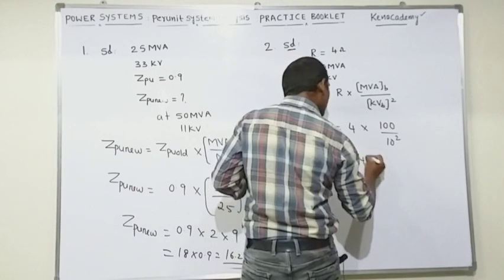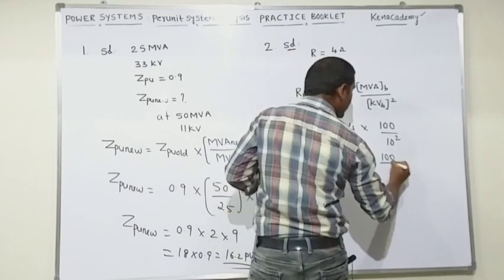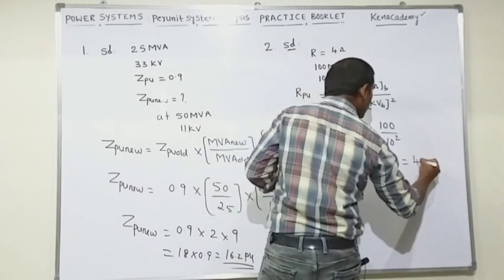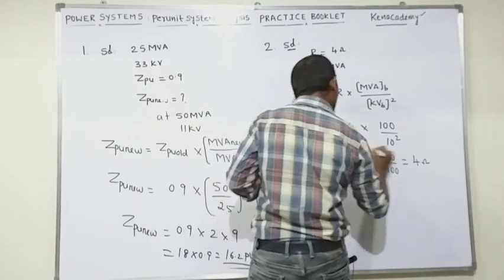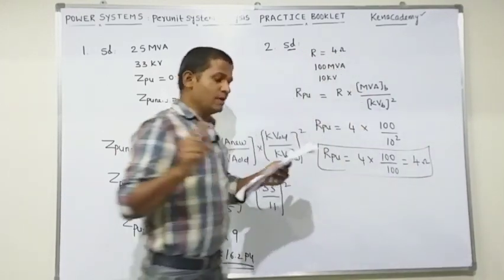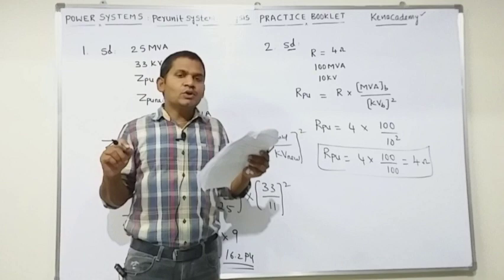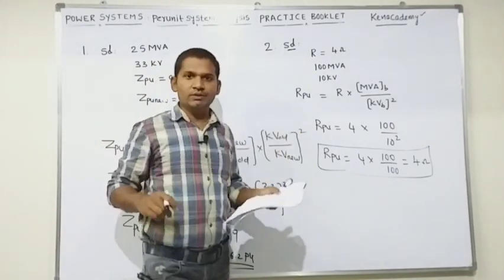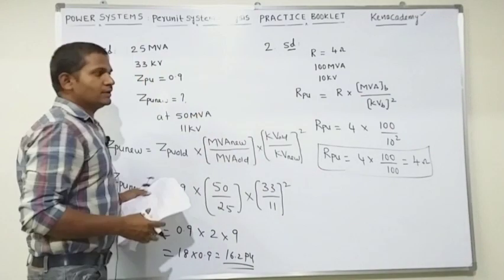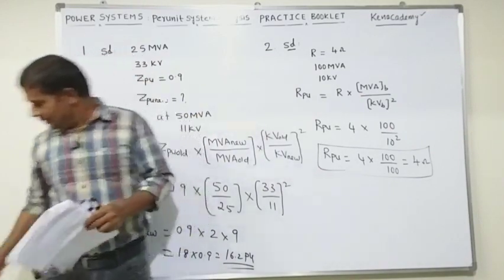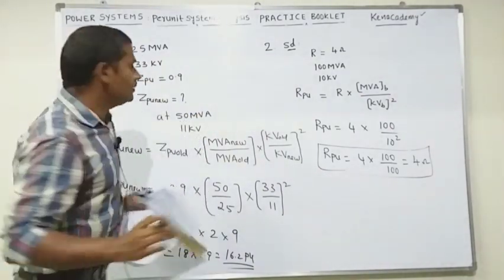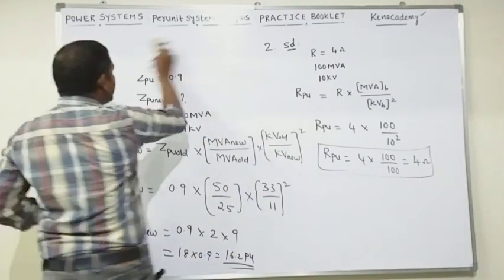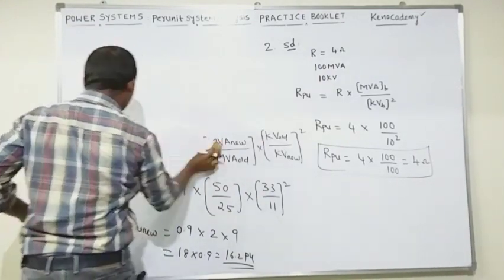R per unit equal to 4 into 100 by 100. How much we can get? 4. The per unit resistance equal to 4. This was asked in ESC 2012, Engineering Service Exams 2012 question. Clear? Concentrate. Okay. Now I am explaining question number 3 solution.